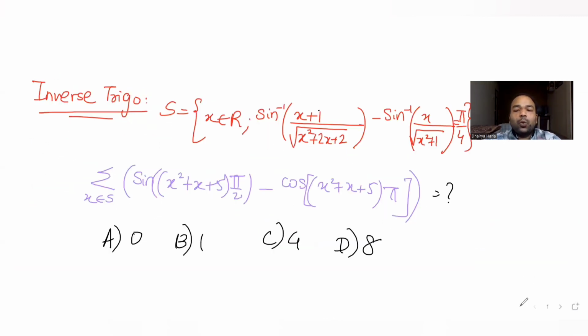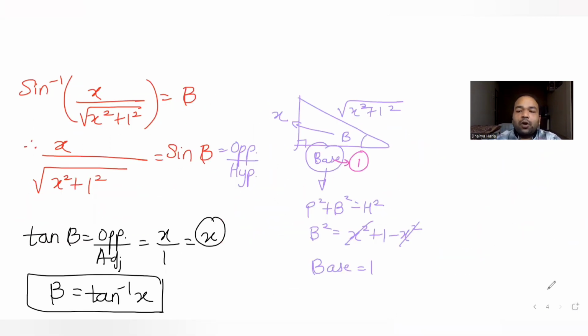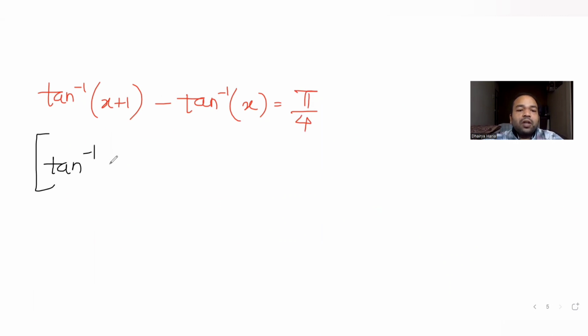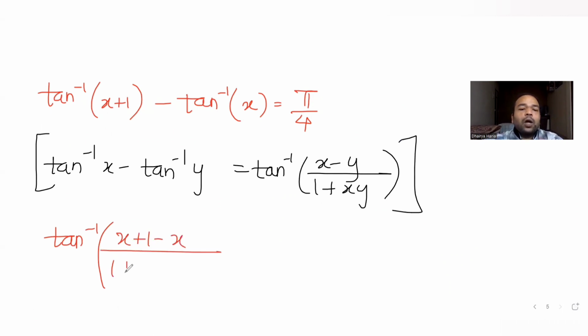So once I had this entire equation with me, once I substituted that as A and B, I got A minus B is equal to pi by 4. So if I try to just reframe my equation, now we already know A is tan inverse of x plus 1, B is tan inverse of x, and A minus B is equal to pi by 4. Now if I use the idea, we know tan inverse of x minus tan inverse of y is equal to tan inverse of x minus y upon 1 plus xy. So if I use the idea here, this becomes tan inverse of x minus y upon 1 plus x into y is equal to pi by 4.